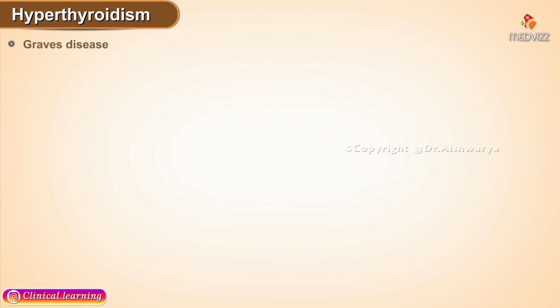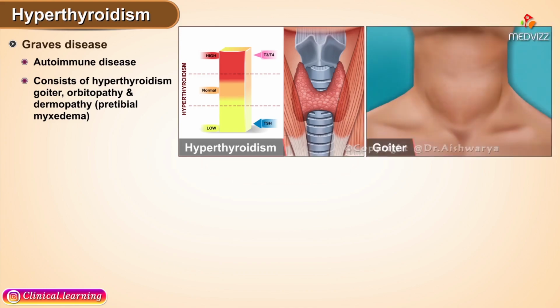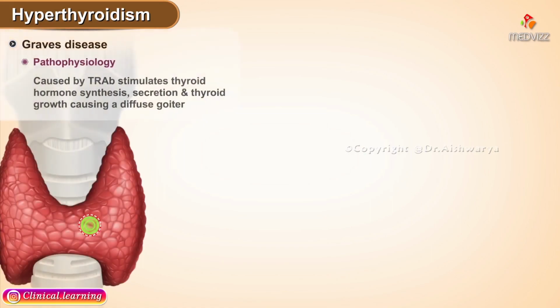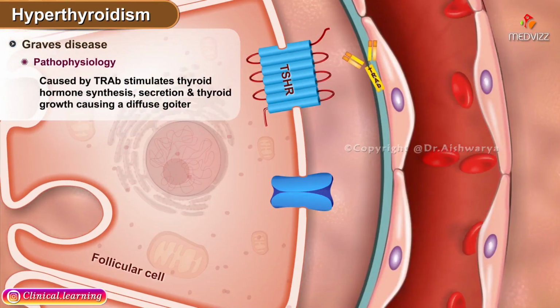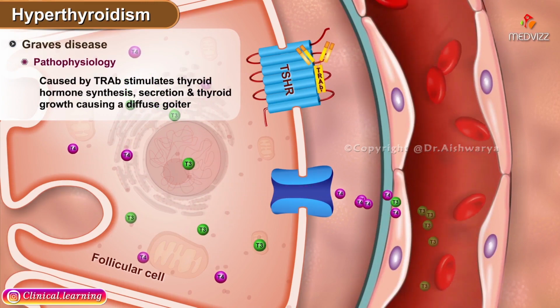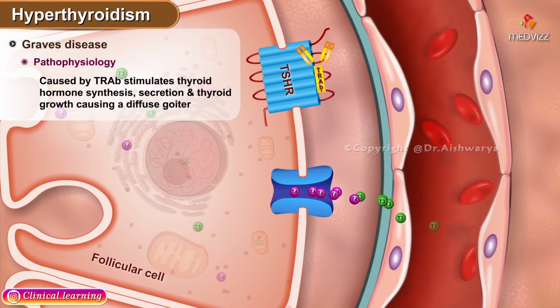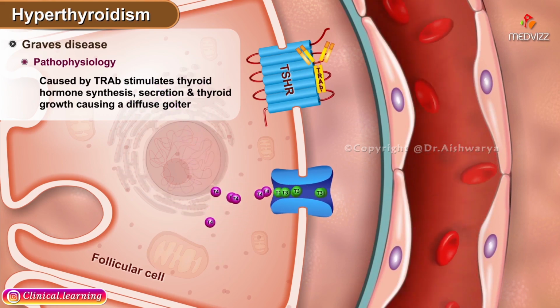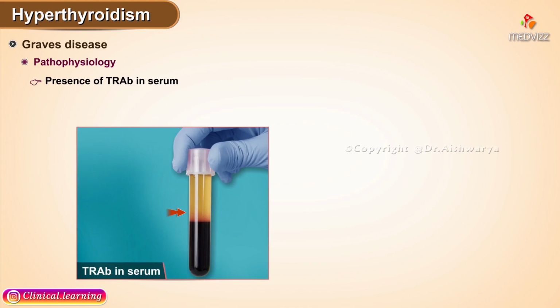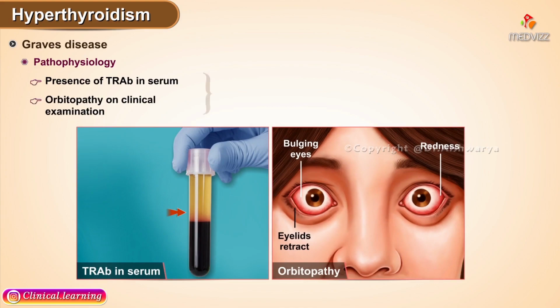Graves' disease is an autoimmune disease that may consist of hyperthyroidism, goiter, orbitopathy, and occasionally a dermopathy referred to as pretibial myxedema. It is caused by thyroid-stimulating hormone receptor antibodies, otherwise abbreviated as TRAB, which stimulate thyroid hormone synthesis and secretion, as well as thyroid gland growth, resulting in a diffuse goiter. The presence of TRAB in serum and orbitopathy on clinical examination distinguish the disorder from other causes of hyperthyroidism.